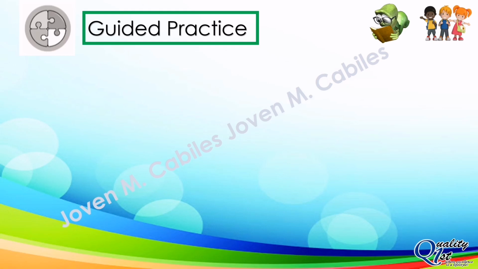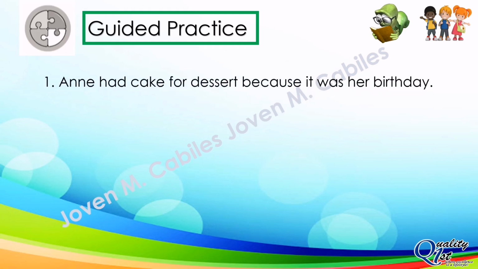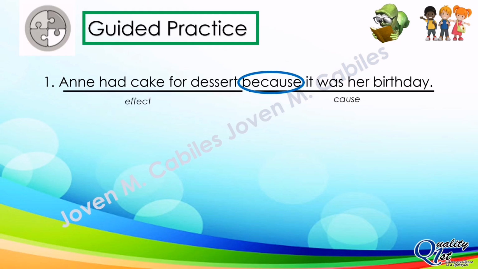Now let's try some guided practice. For number 1, Anne had cake for dessert because it was her birthday. Now, the cause is, well done, because it was her birthday. Well done, kids, because we have the signal word because. Now, the remaining part will now be the effect.